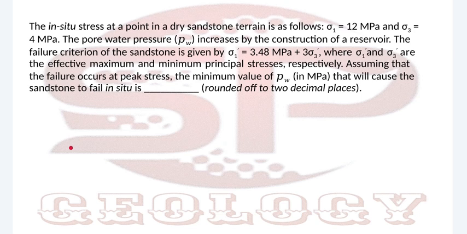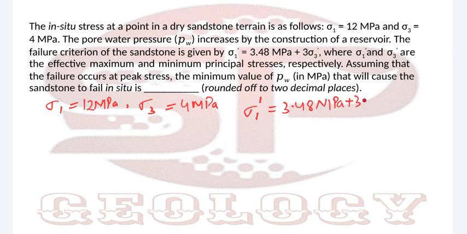So the in situ stress at a point of a dry sandstone terrain is as follows. Sigma 1 is given as 12 MPa, sigma 3 is given as 4 MPa. The pore water pressure increased by the construction of a reservoir. When pore water pressure increased, the failure criterion of the sandstone is given by sigma 1 dash is equal to 3.48 MPa plus 3 sigma 3 dash. Sigma 1 dash and sigma 3 dash are the effective maximum and minimum pressures.